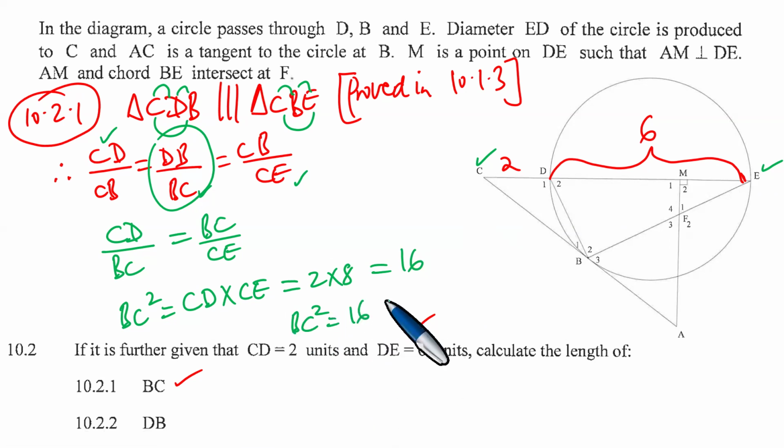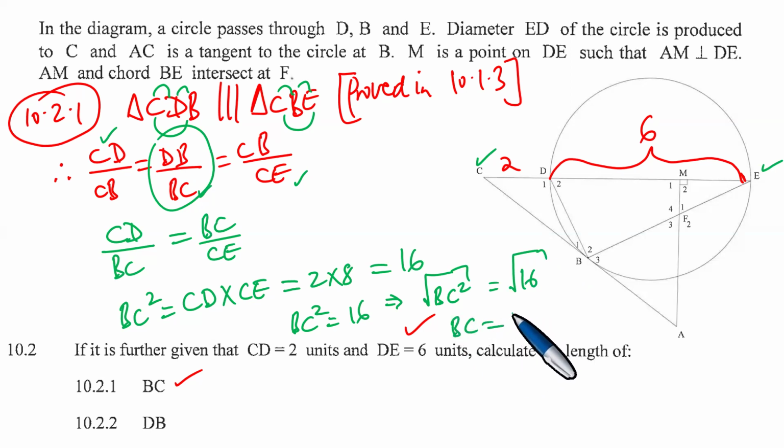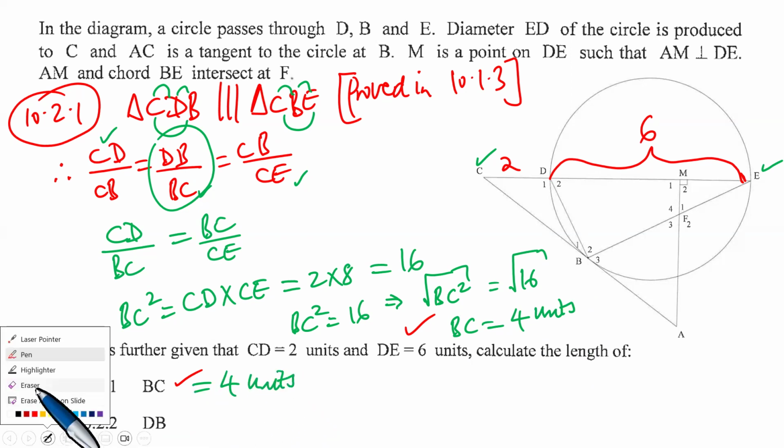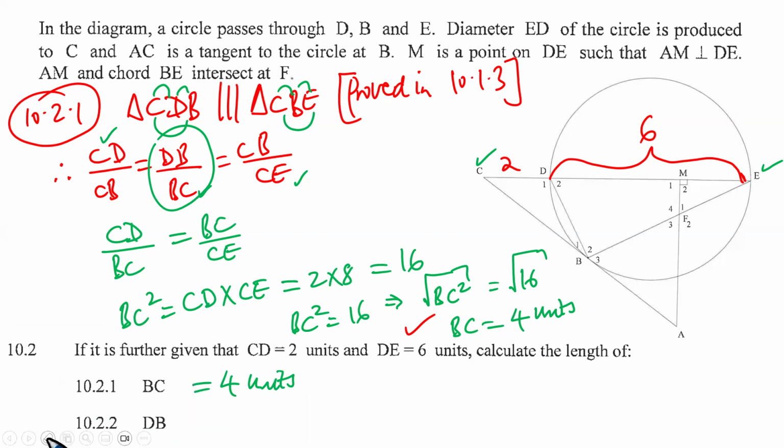If BC squared is 16, it means we can take the square root of BC squared. We take the square root of 16, which is BC equals, what is the square root of 16? It is 4 units. So BC is 4 units. So we have actually answered this question, and we have found BC, because they said calculate the length of BC. This is how we must find BC. Now this is B here, and this is C, and we can see that it is exactly 4 units there.